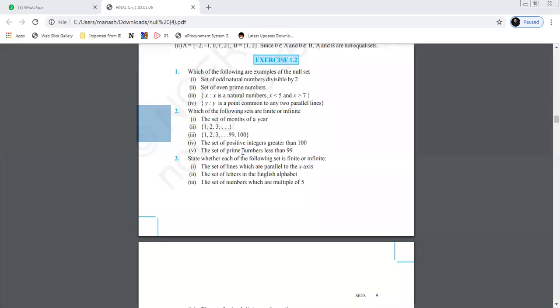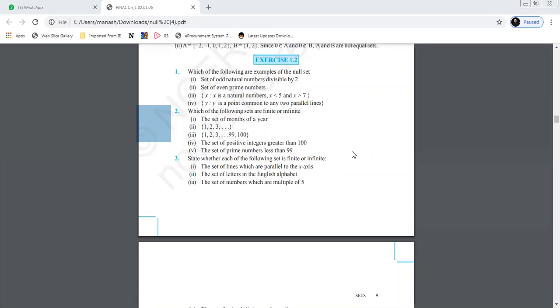Now what is the next one? The set of prime numbers less than 99. Is this one finite or infinite? Finite. Obviously it is finite, because prime numbers start from what? 2, 3, 5, 7, proceeding in this way. So we have to take those prime numbers which are less than 99. So this is also a finite set.